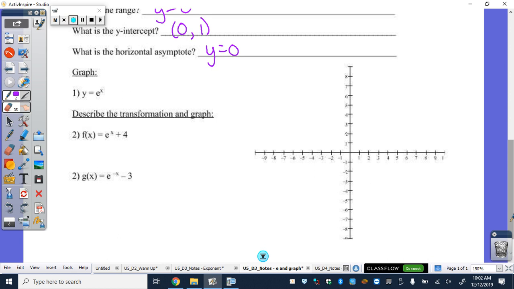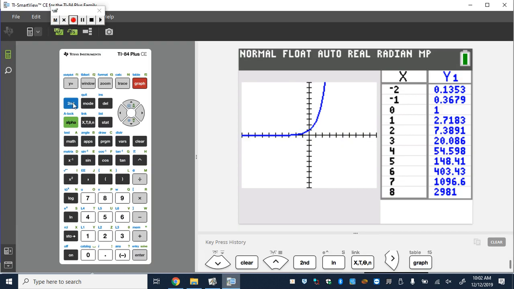So go ahead and draw the graph of that. You got the table in there. You just estimate your decimal. 7.3.